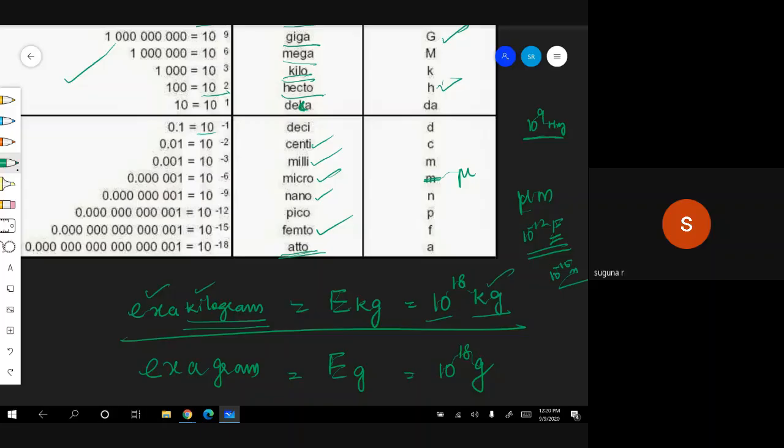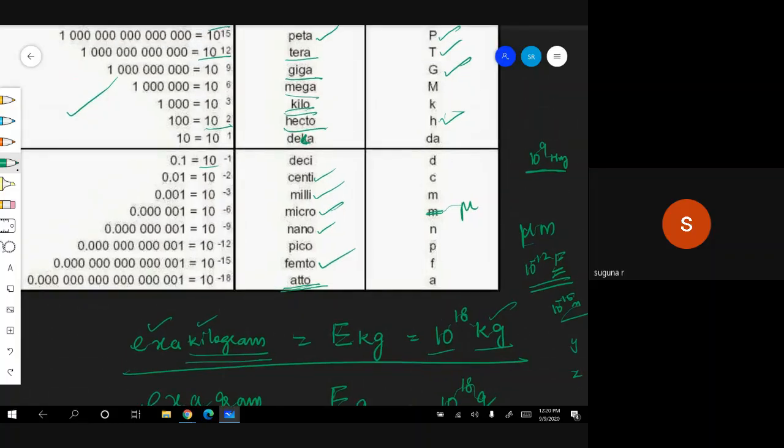Then yocto. Yocto is 10 power minus 24, small y. Zepto means small z. These are all the prefixes. Very common prefixes I told you. Every now and then we will be using giga, mega, kilo, hecto, deca, deci, centi, milli, micro, nano. Everything is very useful, and we use them practically in day-to-day life. But these things, zepto and yocto, are not that common, but you should have an idea. Zepto means 10 power minus 21 and yocto means 10 power minus 24.